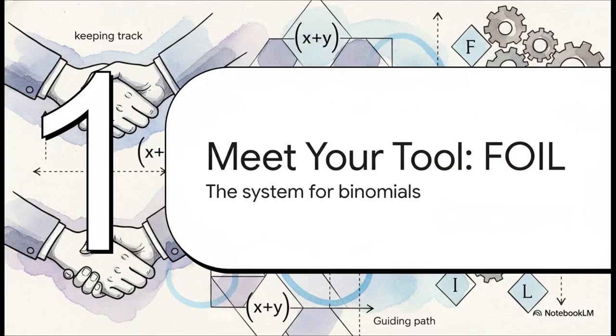So, how do we keep track of all those handshakes without getting lost? Easy. We use a simple but really powerful tool called FOIL. You can think of it like a checklist, one that guarantees we make every single introduction and don't miss a single multiplication. Let's break down what each letter actually stands for.